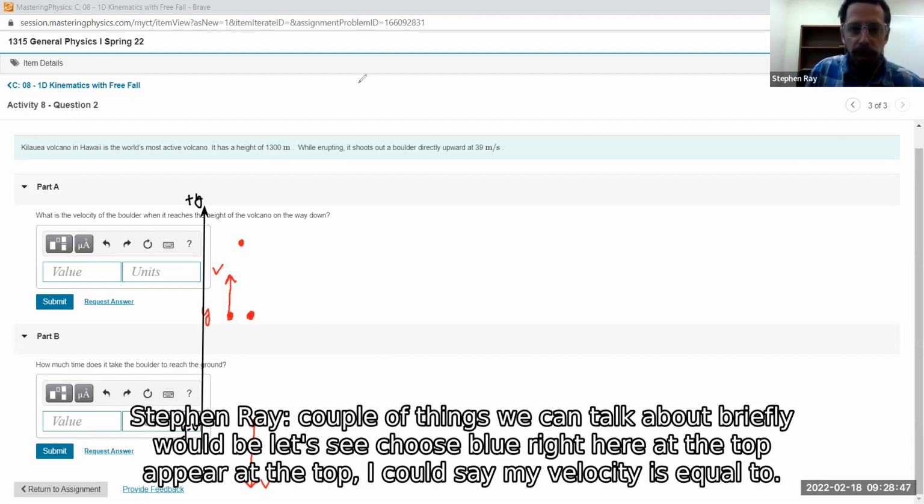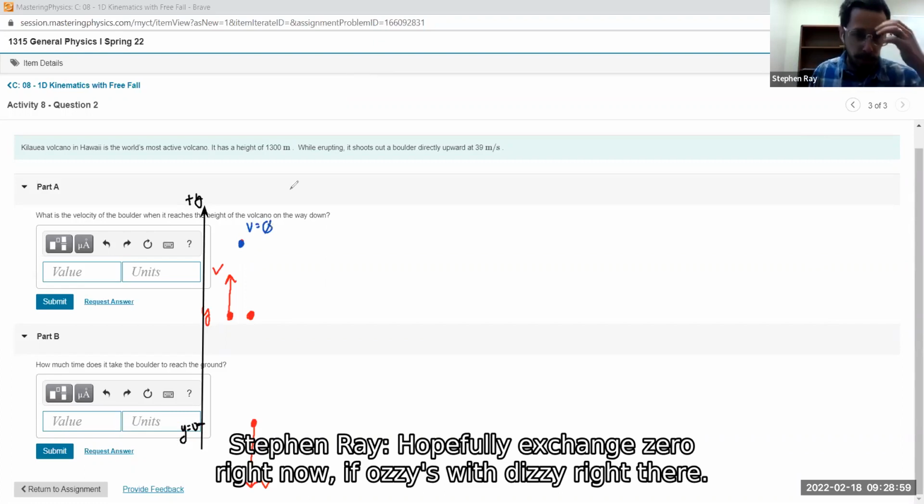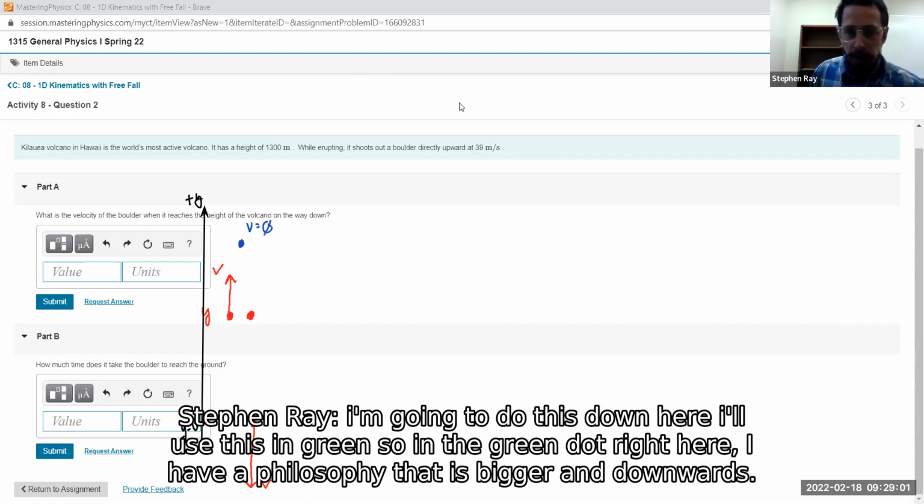A couple other things we could talk about briefly. I'm going to choose blue. Right here at the top, my velocity is equal to, hopefully you're saying, 0. Down here, in green, I have a velocity that is bigger and downwards.